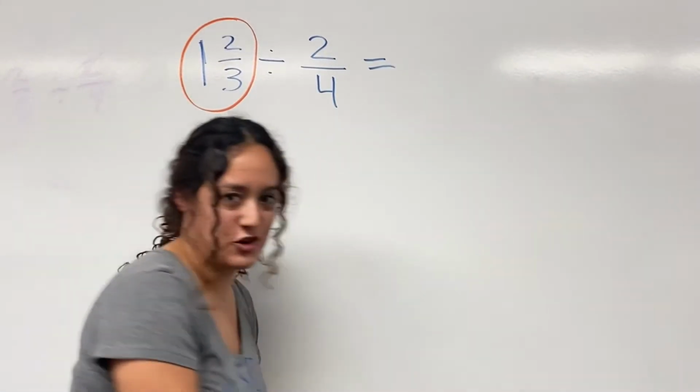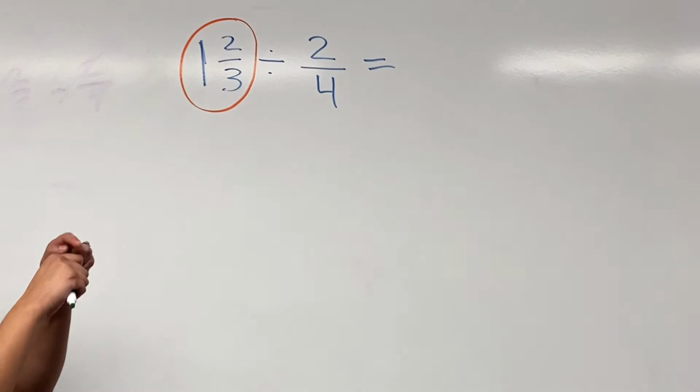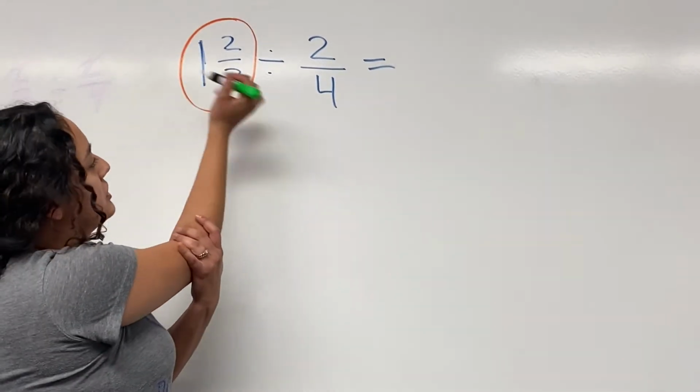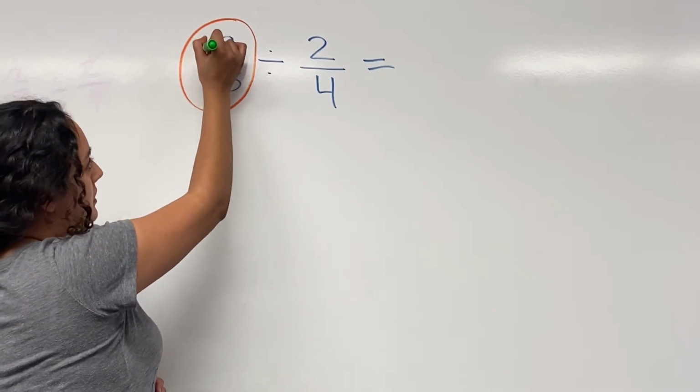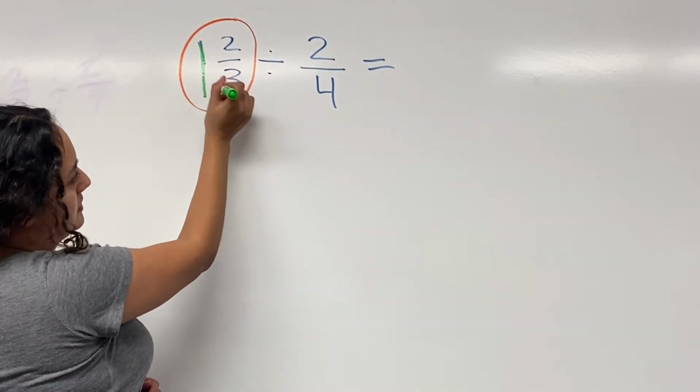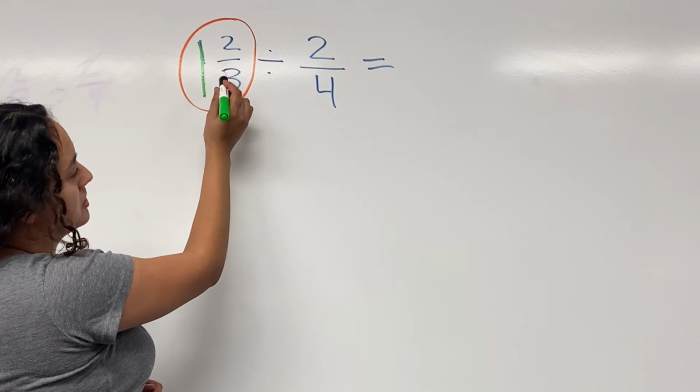Let me refresh your memory because you learned that last year. So, to change a mixed number into a fraction, you have to multiply your whole number, which is 1. Multiply that times the what is this called? Denominator.